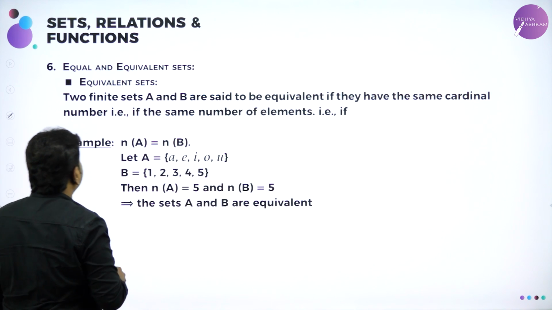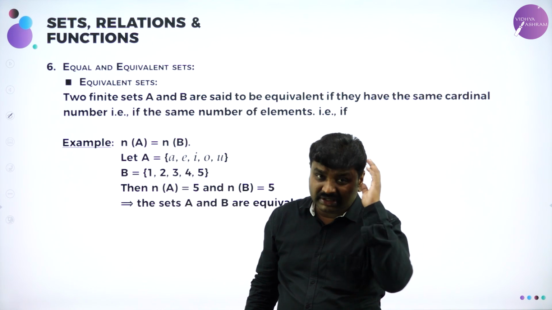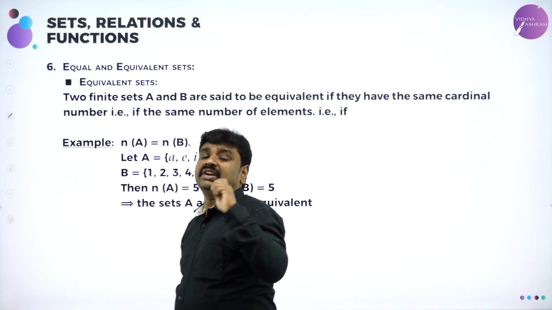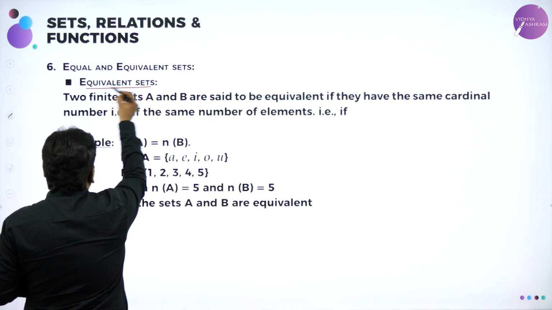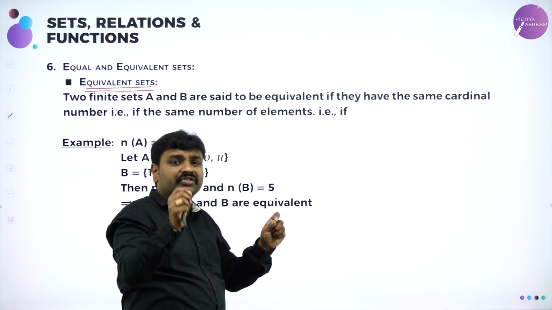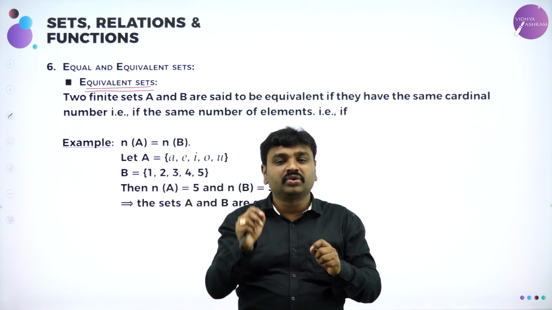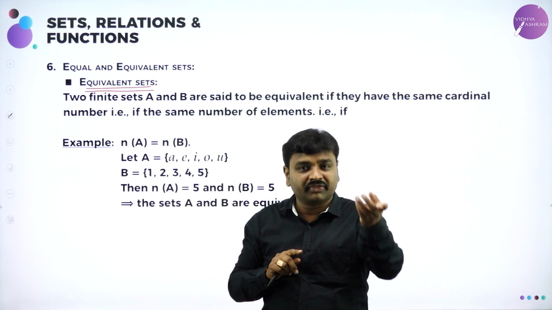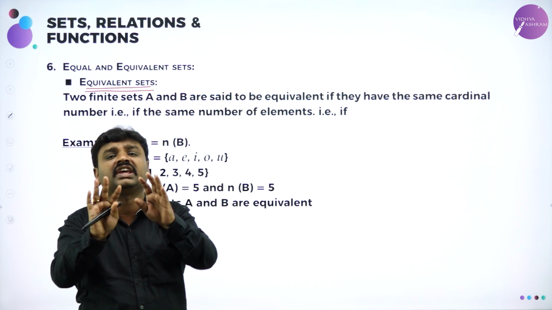Then equivalent sets, interesting. There I taught you equal sets. Now I am going for equivalent sets. What are equivalent sets? Two finite sets A and B are said to be equivalent if they have the same number of elements. We are not bothered about the same elements. They should have the same number of elements in the first set and the second set.